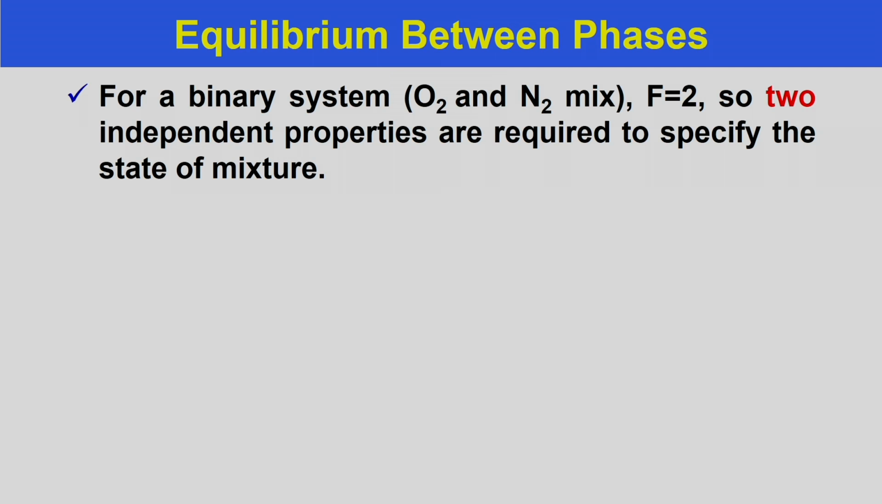For a two component system, a binary system, we have two components, and the number of phases is 2. If we apply the phase rule, F is equal to C plus 2 minus beta. In this case, for a two component system, it is 2 plus 2 minus 2 for a two phase system. So, F is equal to 2. So, the degrees of freedom is 2, and so we need two independent properties to specify the state of this mixture.